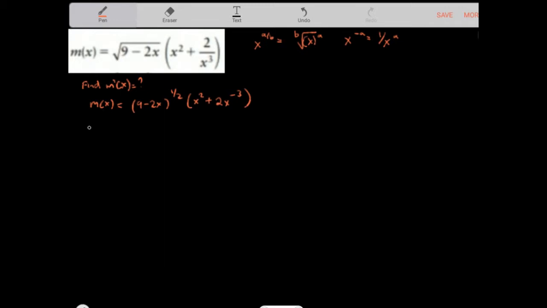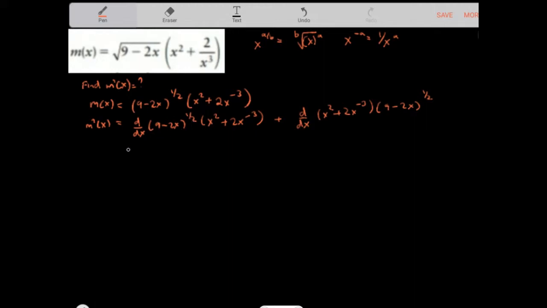Now, if I want to find the derivative function m prime of x, I'm going to take the derivative of my factor to the left, 9 minus 2x to the power 1/2, times x squared plus 2x to the power negative 3, plus the derivative of x squared plus 2x to the power negative 3, times 9 minus 2x to the power 1/2. And then we're going to simplify this.